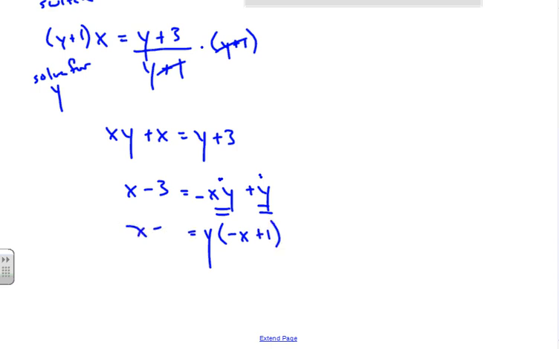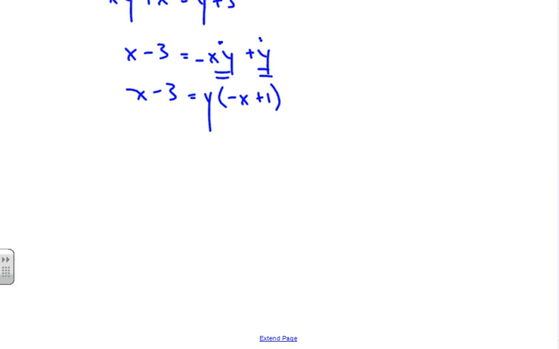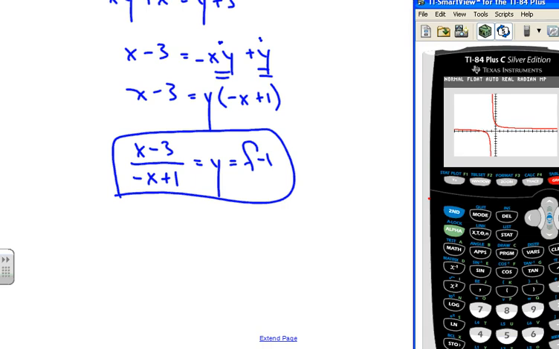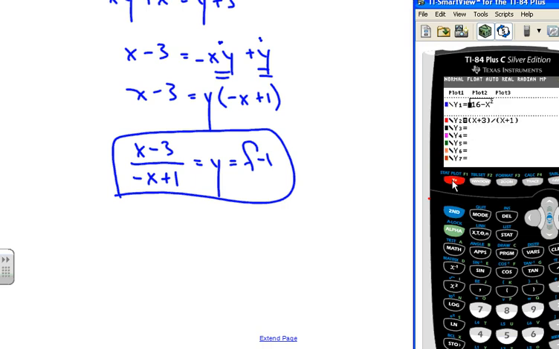I can now divide by negative x plus 1, and that is my function. And that's my inverse. No restrictions needed. That is simply the value. Just to verify that this works out, I'm going to delete that one from the previous one. I'm going to punch in x minus 3 divided by negative x plus 1. And hopefully everything works out.